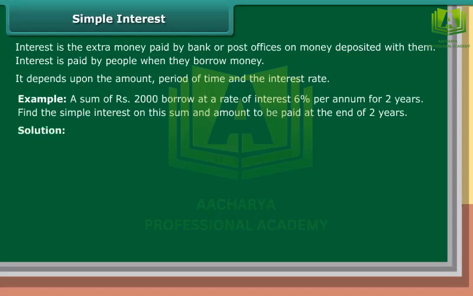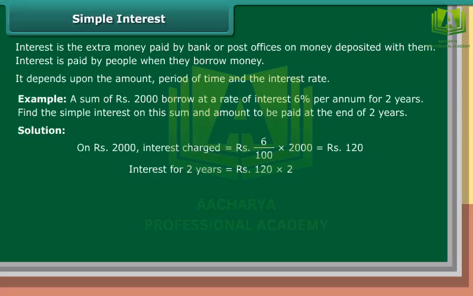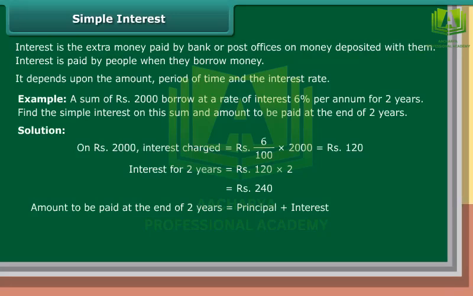Solution. On rupees 2000, interest charged = 6/100 × 2000 = rupees 120. Interest for 2 years = rupees 120 × 2 = rupees 240. Amount to be paid at the end of 2 years = principal + interest = rupees 2000 + 240 = rupees 2240.